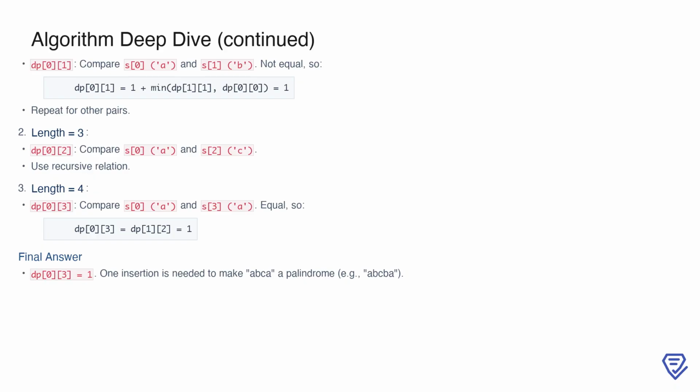For example, for the substring S[0,2], or "abc", we compare S[0] and S[2]. Finally, for the full string S[0,3], or "abca", we compare S[0] and S[3]. Since these are equal, no insertion is needed at this step, and the value of dp[0][3] equals dp[1][2], which is 1. Thus, the minimum number of insertions needed to make "abca" a palindrome is 1. For example, inserting a b at the end transforms the string into "abcba", which is a palindrome.